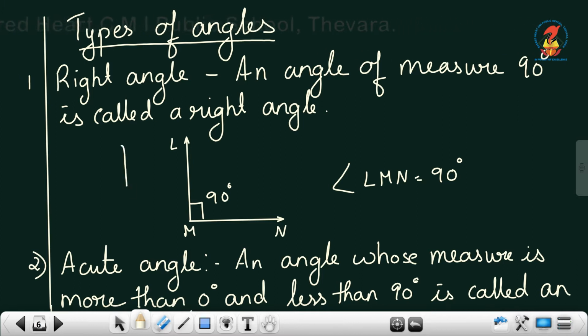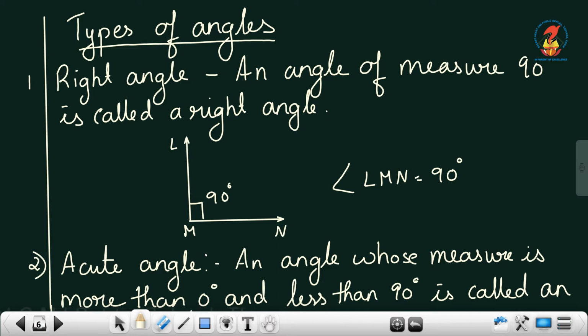It can be like this. It can be like this. It can also be like this. This forms a 90 degree. So an angle, when you measure it with a protractor, if you see that it is a 90 degree angle, then it is called a right angle. So what is a right angle? An angle whose measure is 90 degree is called a right angle. Understood, children? An angle of measure 90 degree is called right angle.